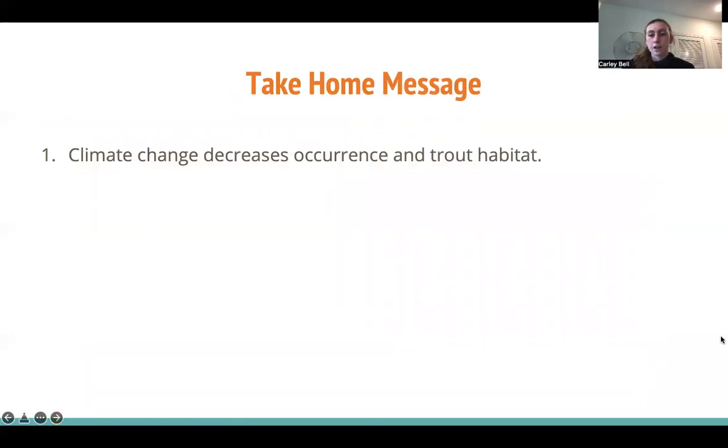Lastly, I'm going to go through the take-home message, and every point is just going to get a little bit broader just for us to think about how this really affects things at a large scale. So the first thing is what we looked at in this study. Climate change decreases occurrence in trout habitat. Climate change is very detrimental to trout. Both of these studies support that. I'm sure there's many other studies that support that. I know there's many more that I looked at that support that.